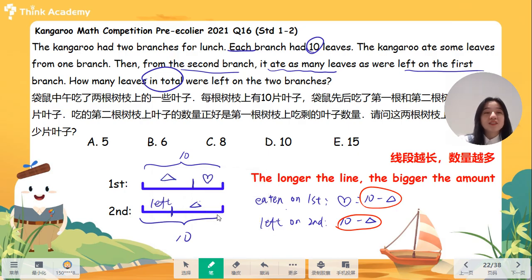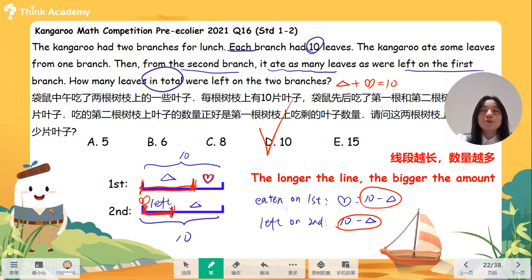So in other words, the leaves eaten on the first branch should be the same as the leaves left on the second branch. We're gonna solve how many leaves are left on both branches. Let's see, what is that? On the first branch, a triangle left. On the second branch, a heart left. So the total then should be a triangle plus a heart. No matter from which branch, you can see the triangle and a heart add up to 10 leaves. So in this case, in total, we have 10 leaves left on both branches.